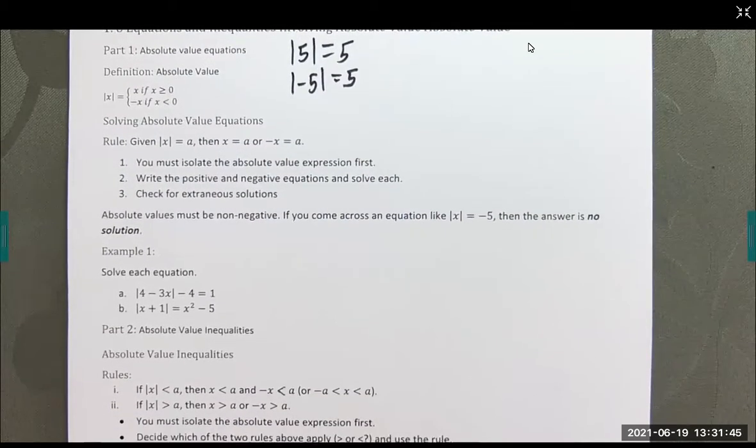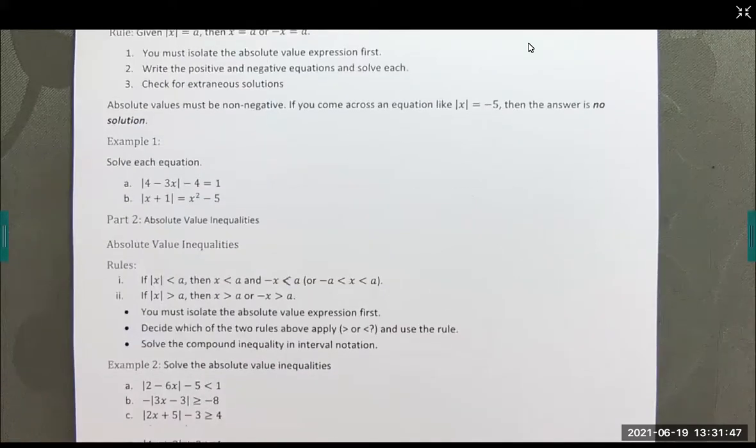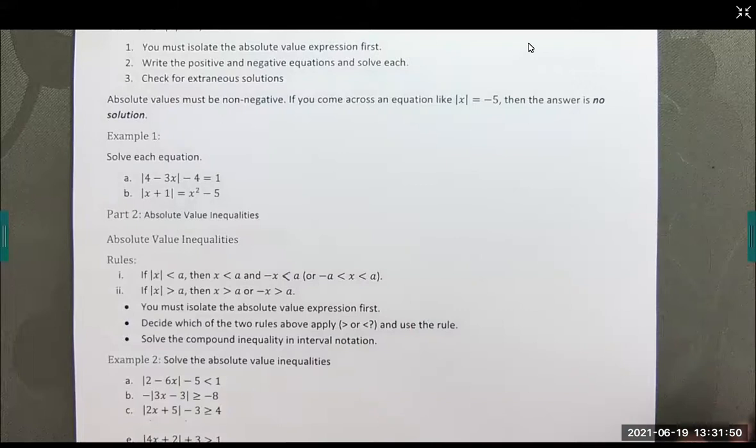Absolute values must be non-negative, meaning if you come across exactly the absolute value of x equals -5, you're done. There's no solution here.